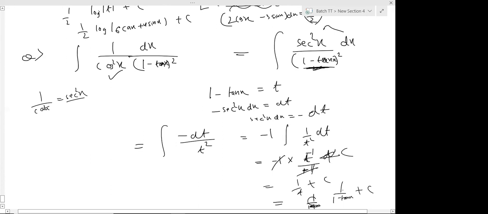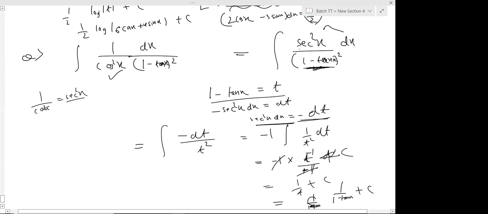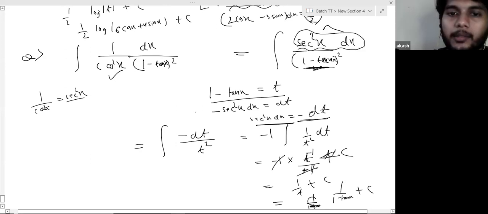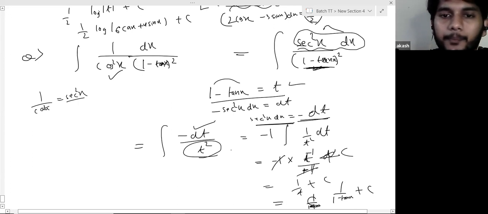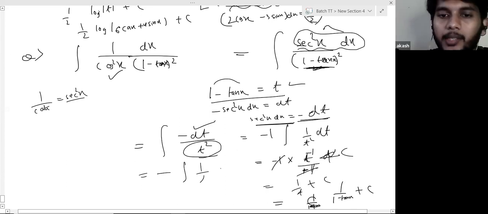So can you explain this part again? Minus dt by t square. After substituting, we got sec square x dx as minus dt. So in this question, sec square x dx I replaced with minus dt, and 1 minus tan x is t. So this denominator becomes t square, because it is 1 minus tan x the whole square. So now minus integration 1 upon t square dt.